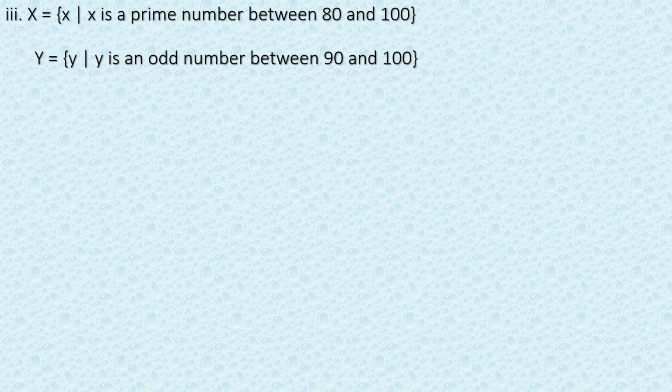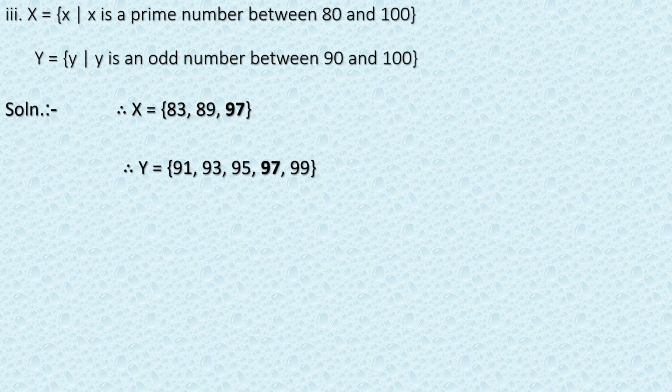X equal to {x such that x is a prime number between 80 and 100}. Y is a set such that y is an odd number between 90 and 100. So first of all we have to find the prime numbers between 80 and 100. Prime numbers are the numbers which are divisible only by that number and by 1. So between 80 and 100 only 3 numbers are divisible by only that number and 1, meaning only prime numbers. So 83, 89 and 97 are the prime numbers between 80 and 100.